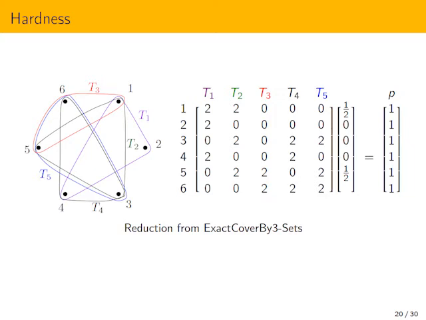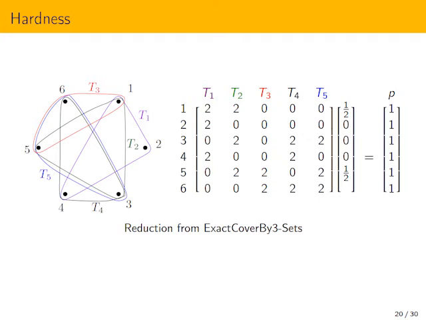We define a matrix with m rows and n columns, which in this example gives us a 6 by 5 matrix. The ij entry of this matrix will be 0 if the point i is not in Tj, and will be m over 3 if point i is contained in Tj. Each column of this matrix represents a point in P in the deciding CNP problem. Also, let p be a one-column matrix of size m with all entries equal to 1.